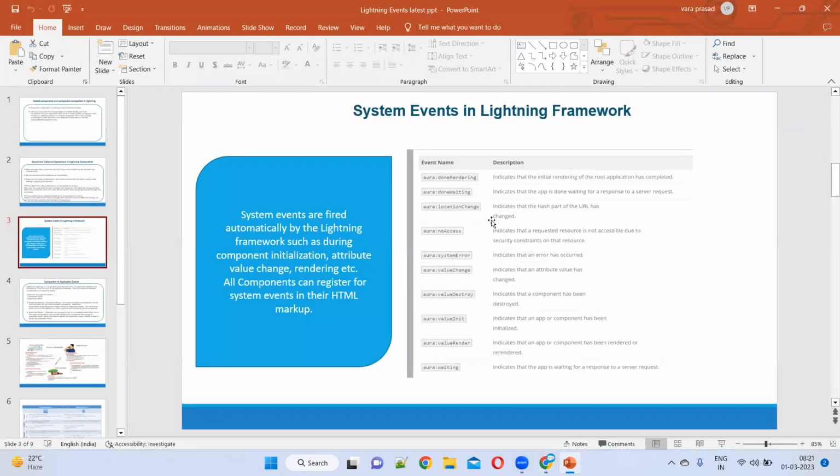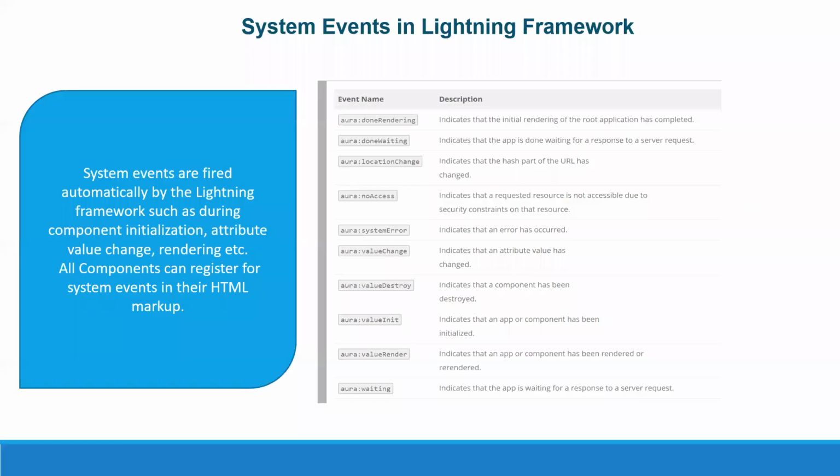Some are deprecated now, you can see here. These are already deprecated, we are not using them now. Mainly we are using value init, which executes automatically whenever the component has been loaded. Then value change: whenever the attribute value is changed, you can perform some action. Whenever the Lightning component JS controller is giving an error and you want to display that error, you can use the system error event. In case you don't have access on some records and so on, you can use these too.